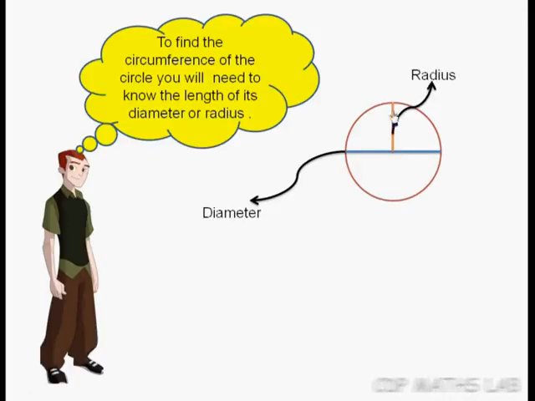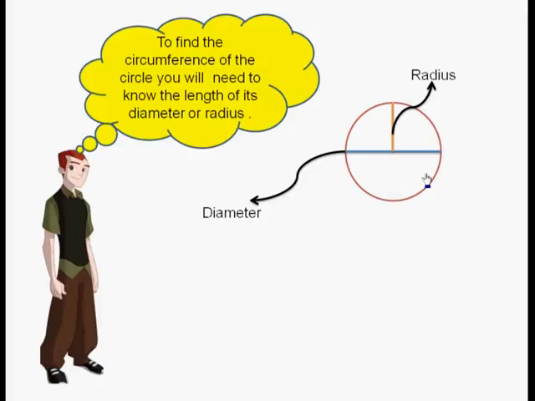And this line is called the radius. Now note that the radius is half the length of the diameter. Now the radius could be drawn from here to here, or from here to there. So anywhere from the center of the circle to any point on the circumference, you'll have the same length of the radius.